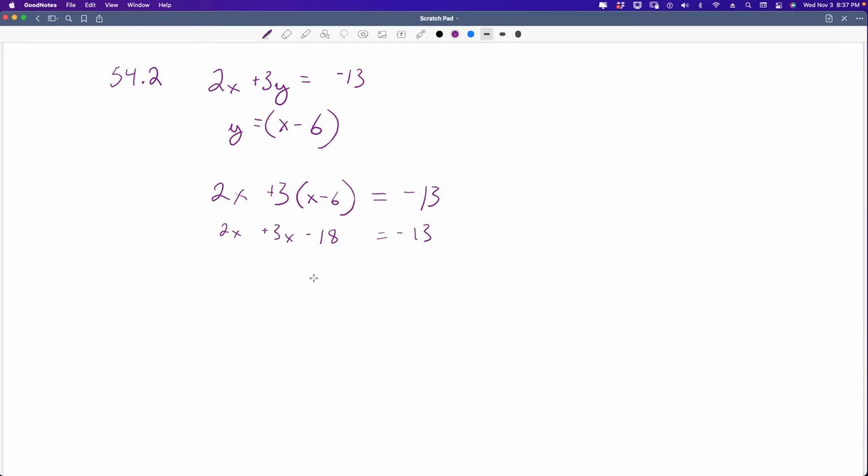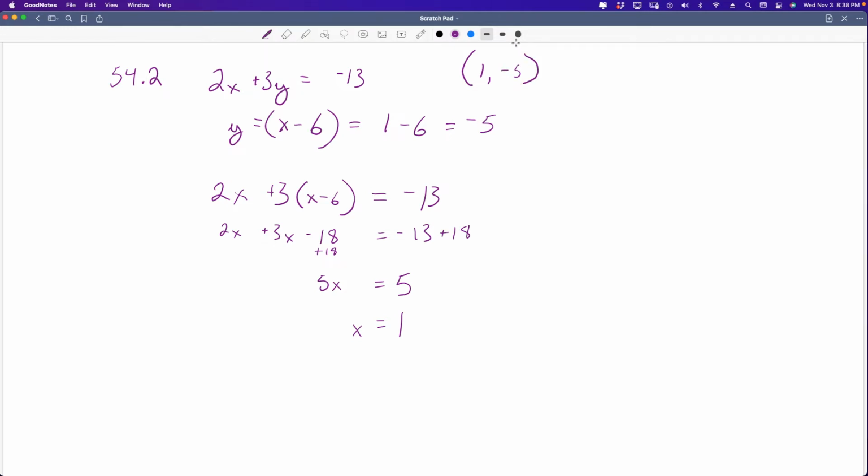We combine these two, we get 5x. We add 18 to both sides, and we get 5x is equal to 5, so x is equal to 1. Now we come back up here and we say if y is equal to x minus 6, then it is equal to 1 minus 6, which means it is equal to negative 5. So our ordered pair, our answer, would be that x is 1 and y is equal to negative 5.